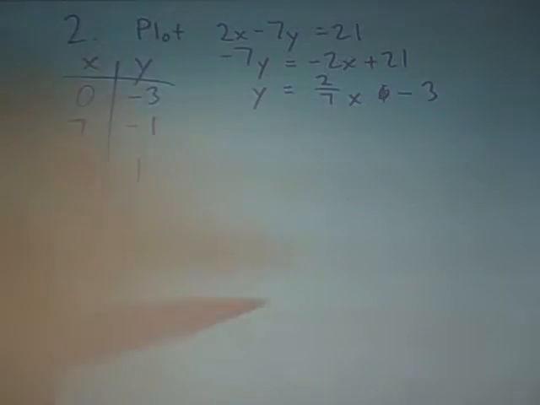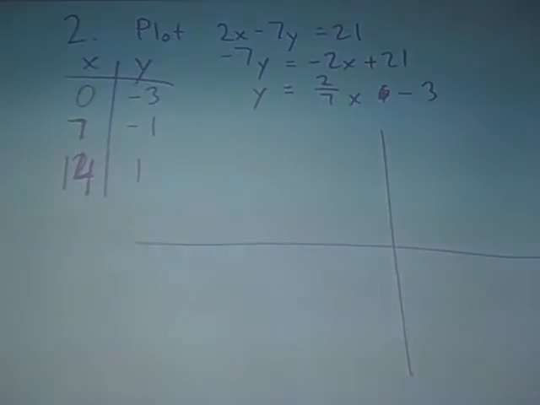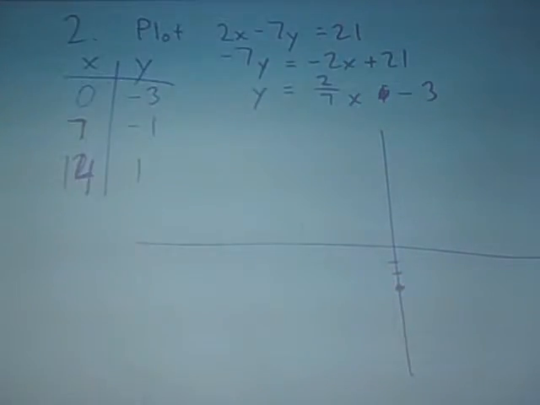positive 1. And so if we plot those points, (0, negative 3) is here.